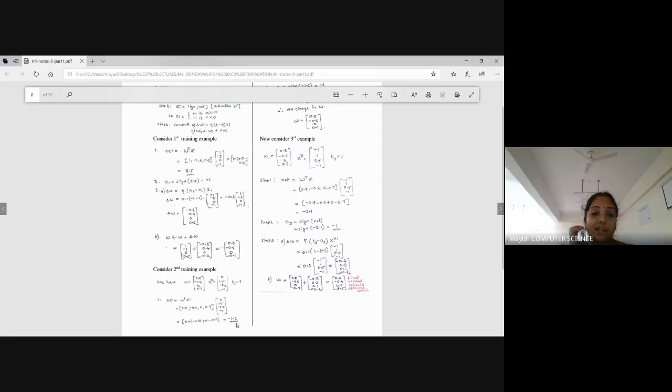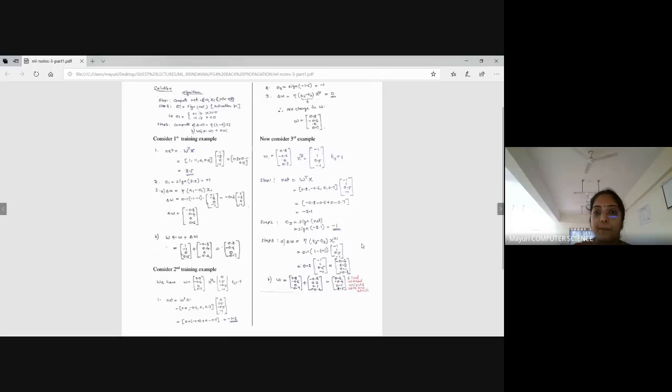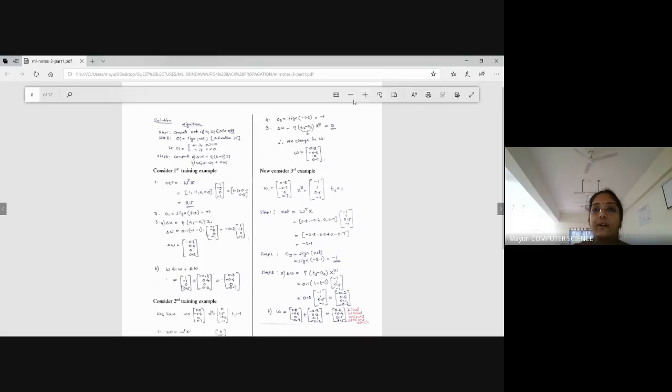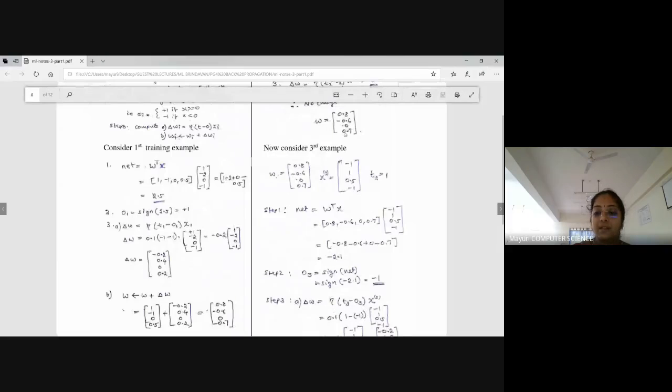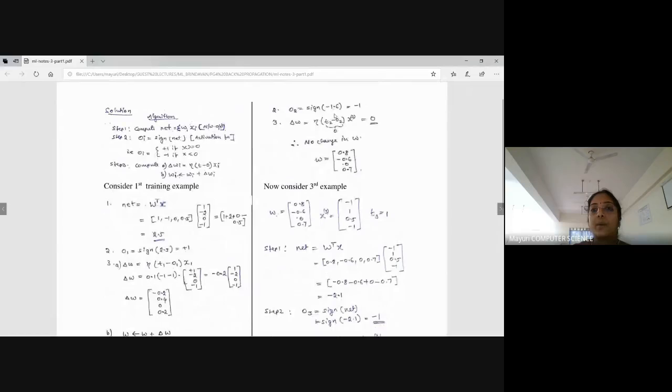But actually I have to get either minus 1 or 1, right? So for that, what I have to do is apply the sigmoid function on minus 1.6. How do you apply it? 1 divided by 1 plus e power minus 1.6. So you will get minus 1. Either minus 1 or 1 is okay.